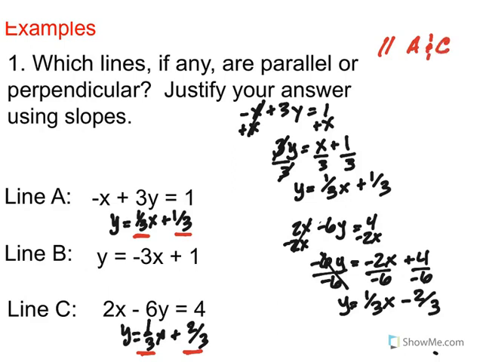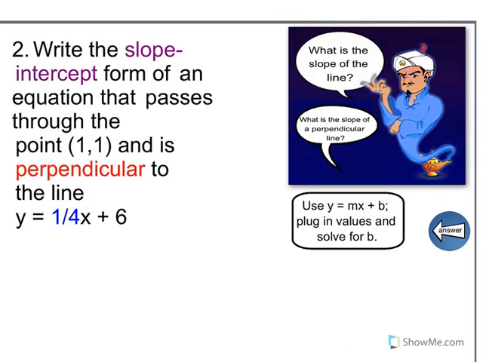Now for perpendicular lines, remember that their slopes are opposite reciprocals. And so if we look at 1/3 and negative 3 over 1, those are opposite reciprocals of each other. So what this tells me is that line A and B are perpendicular, and line B and C are perpendicular. Again, in order to determine, we want to look at their slopes.